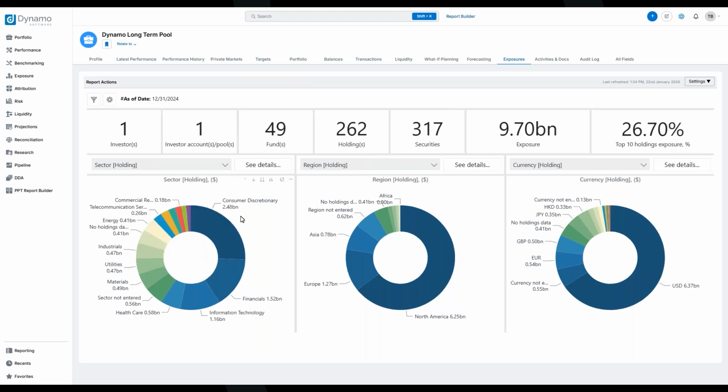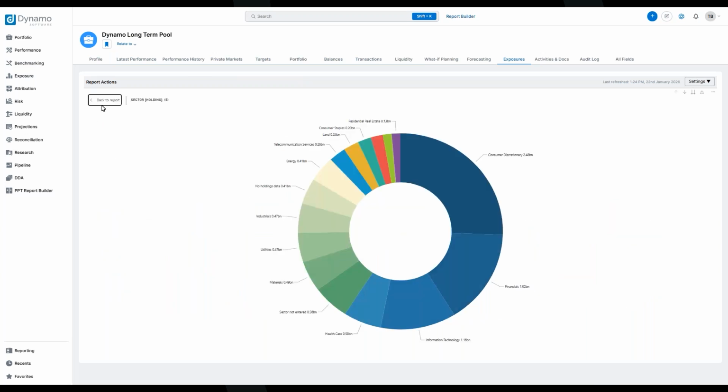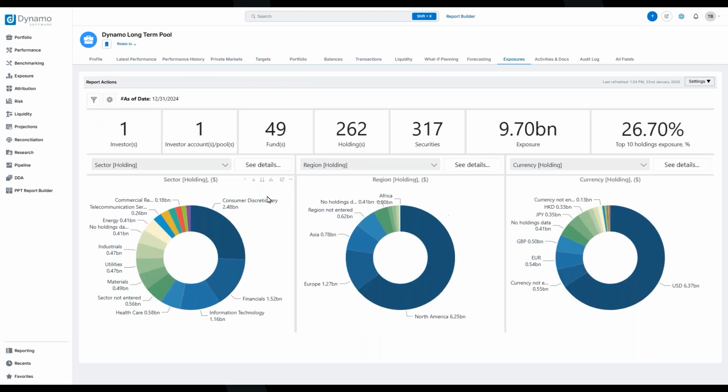The charts here are interactive, so if I hover over, I can see that I have exposure to consumer discretionary. I can see the total value and the percentage that represents of my portfolio, and I can do that for region and currency as well. If I'd like to zoom this out, I can make this a full screen. I can go back. I can also drill down from here as well.